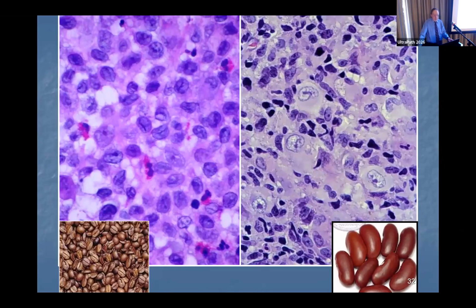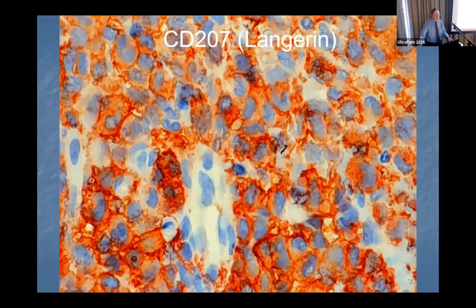And you can see right away, we have all these nice reniform cells here. Looking at this, it is pretty characteristic for Langerhans cell histiocytosis, which is not typically seen in the blueberry muffin type of situation. This is CD207 Langerhans, so I'm showing you really nice staining of that. This is a very specific stain for Langerhans cells and Langerhans cell histiocytes.